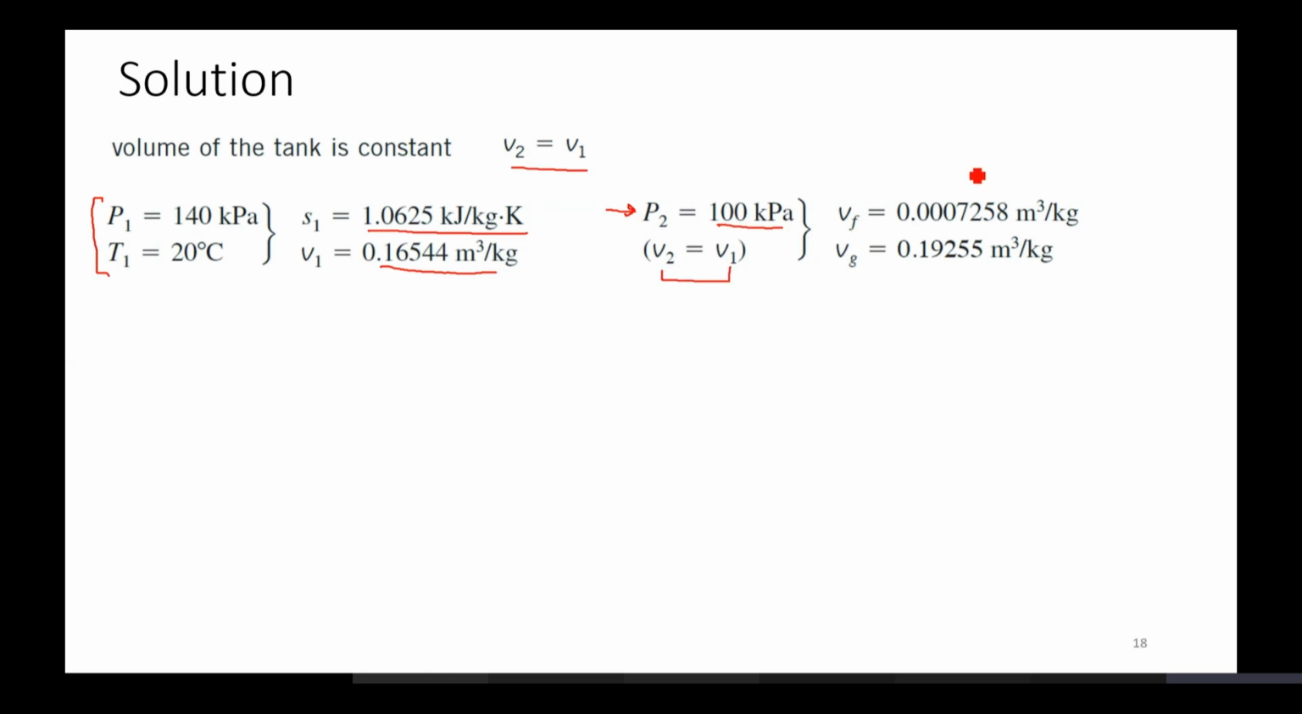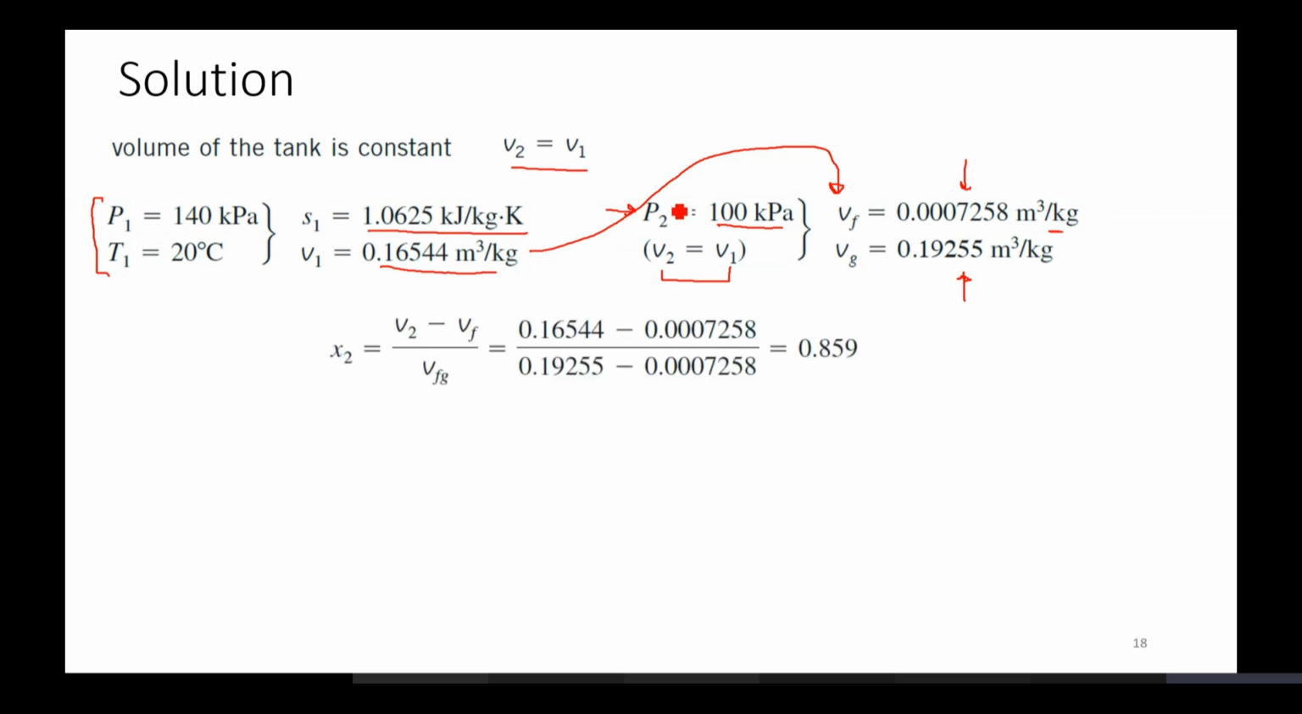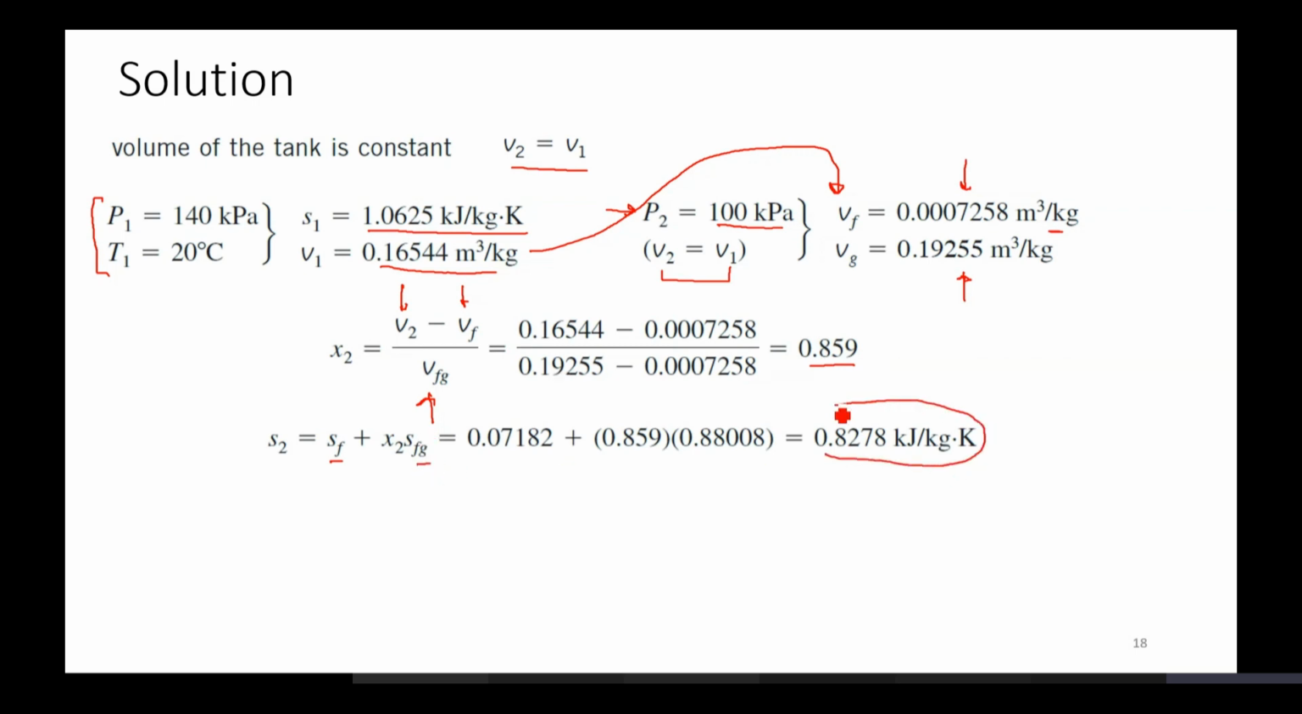At 100 kilopascal, the vf value is given and vg value is given. If you compare the value of v1 or v2 with these two values, you would come to know that this value lies between these two values. So essentially at the second state, your system is in a saturated liquid vapor mixture state. In such a case, you will use the value of v2, vf and vfg to find out the value of quality. And then you will use the value of quality and the saturated liquid entropy and the sfg entropy to find out the entropy at state 2.